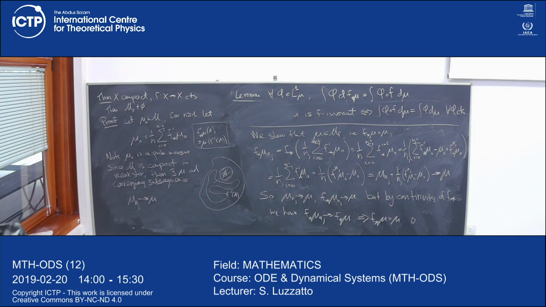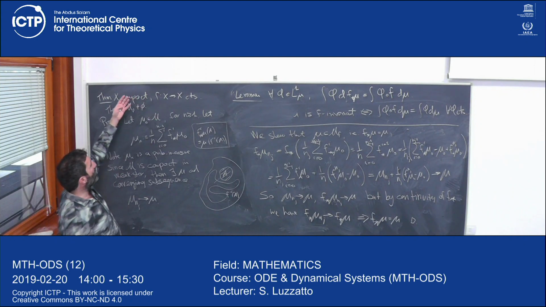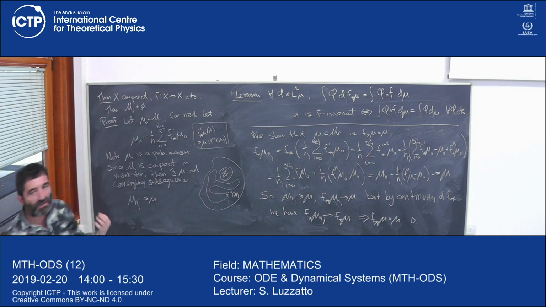Okay, so I think this completes this first chapter on invariant measures. We've defined invariant measures. We've motivated them by the Poincare recurrence theorem and the first part of Birkhoff's theorem, that says that the limits exist. And we've shown that in very general situations, when X is compact and F is continuous, at least invariant measures exist.